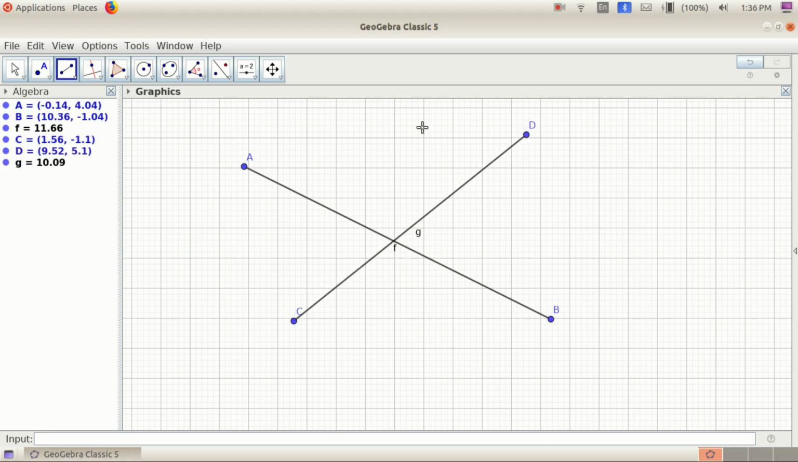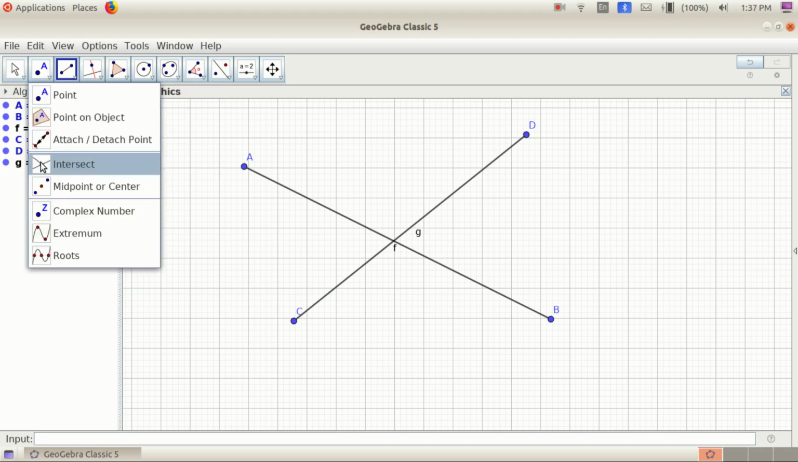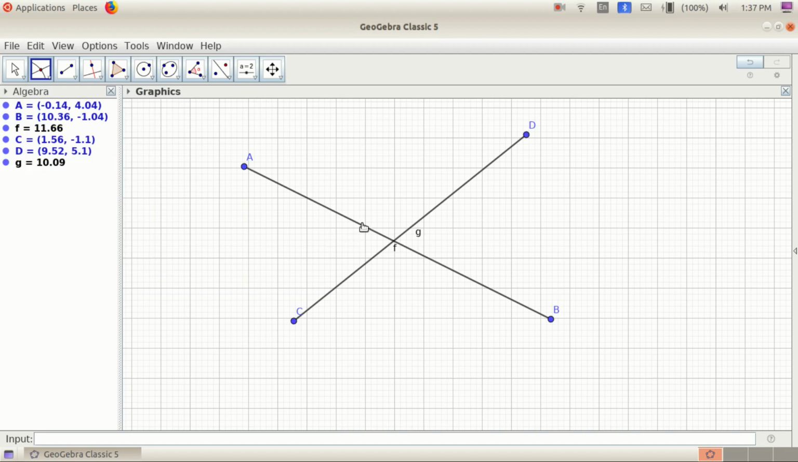After that, draw two points. Here in this computer, there is no segment between two points tool. That is why I take a segment tool. Anyway, we can draw this segment, children. Okay. Then after that, we need to take the intersect tool and click on both of the lines to get the intersect point.